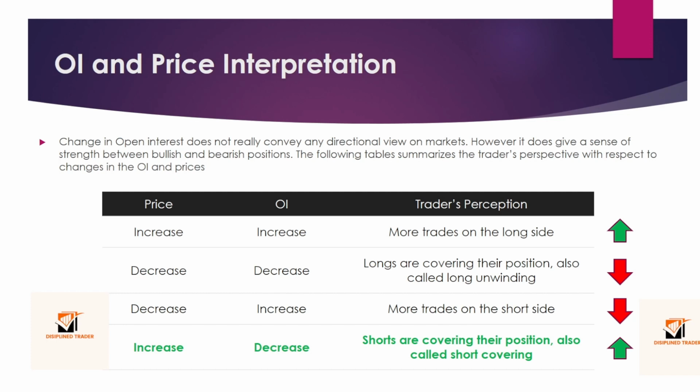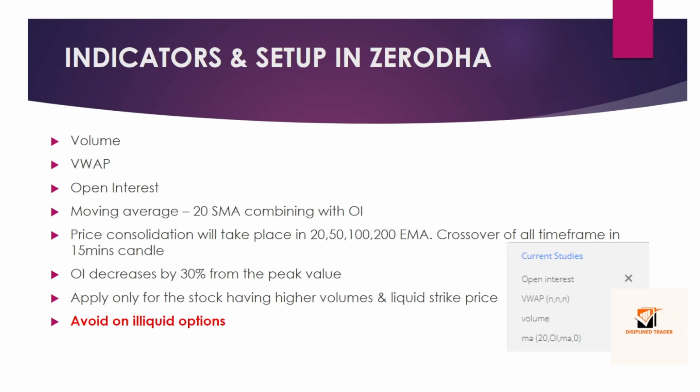Finally, we come to the short covering, where the price increases and the OI decreases. When this happens, the shorts who have written calls or puts on those particular strikes want to square off, and they will do the short covering.